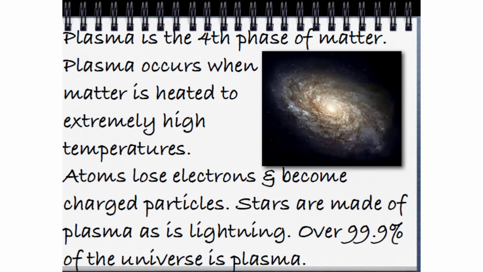All about plasma. Plasma is the fourth phase of matter. Plasma occurs when matter is heated to extremely high temperatures. The atoms lose electrons and become charged particles or ions.